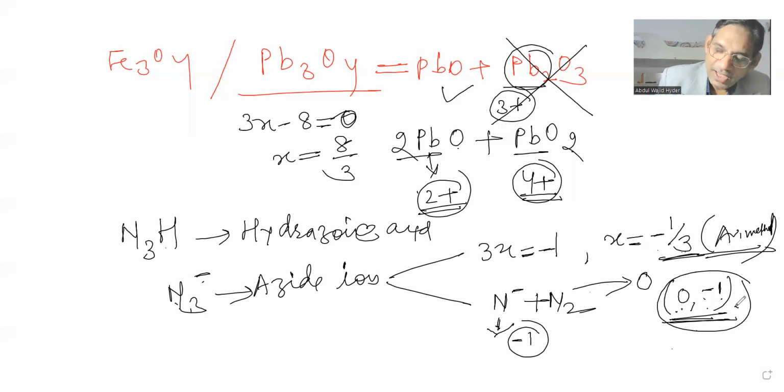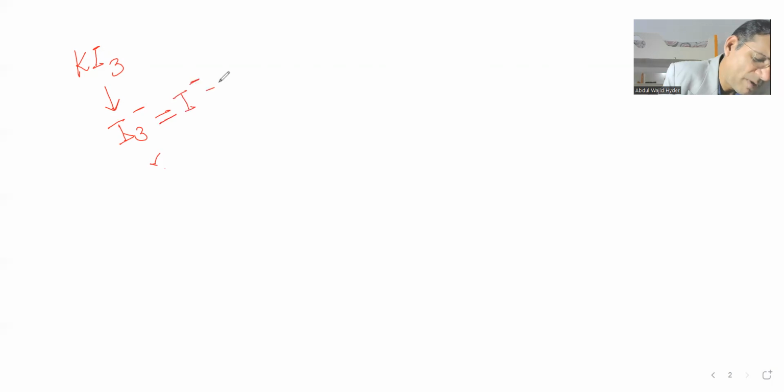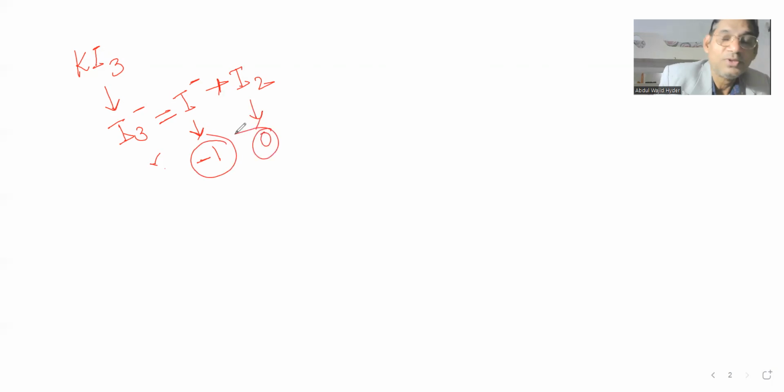Now see, I'll take one more example to elaborate this further. See KI3. What is KI3? KI3 is potassium triiodide. In this potassium triiodide, what is I3? I3 is 1 minus. What does I3 minus mean? I3 minus means I minus plus I2. Here again the oxidation number shown by iodine is -1, and here it is 0. So this is the exact method.